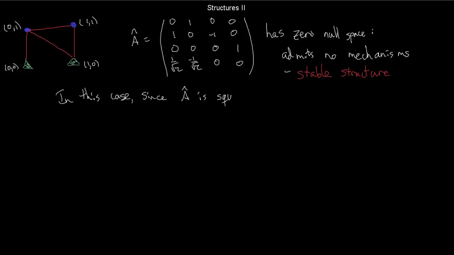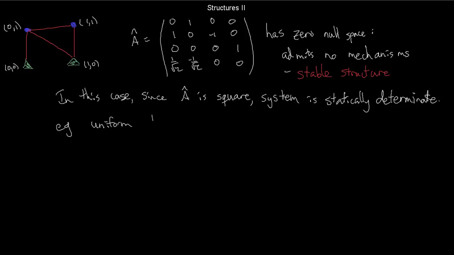Now, in this case, A hat is square. And that means that our system is going to be statically determinate again, just like the springs where the bottom plate was removed. We'll be in a situation where our A hat or our A hat transpose is a square matrix, non-singular, and so, in essence, the internal forces can be determined by the external forces.